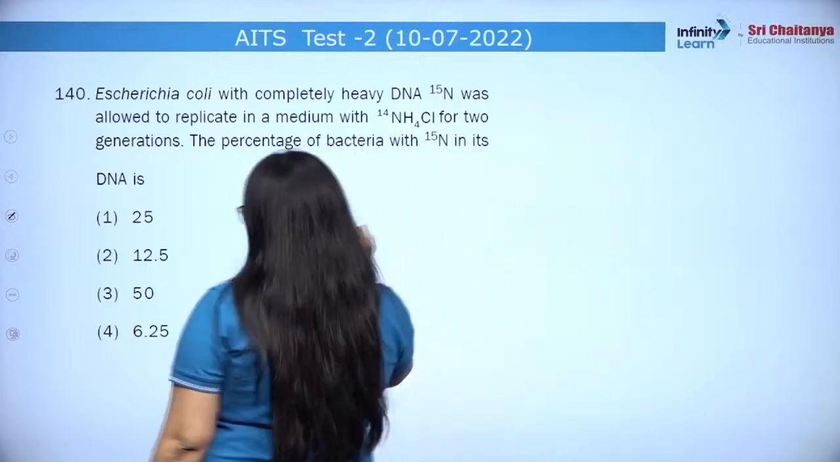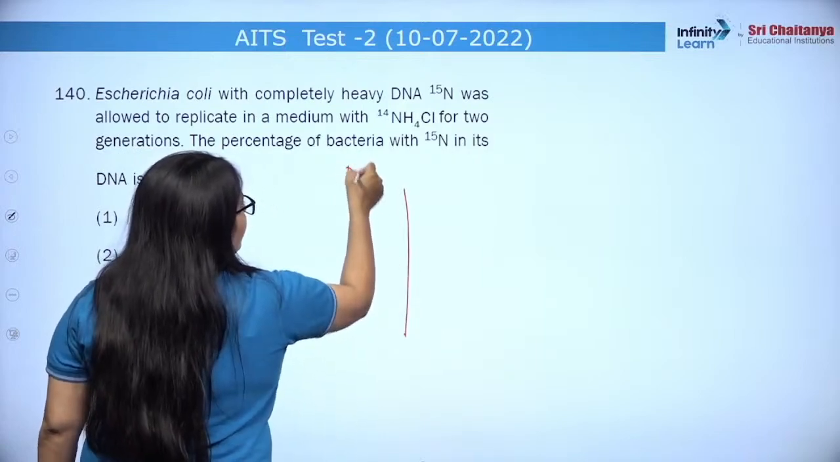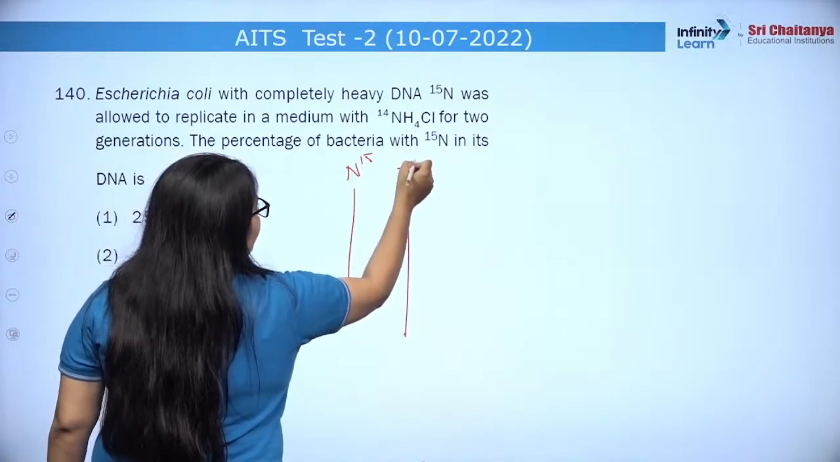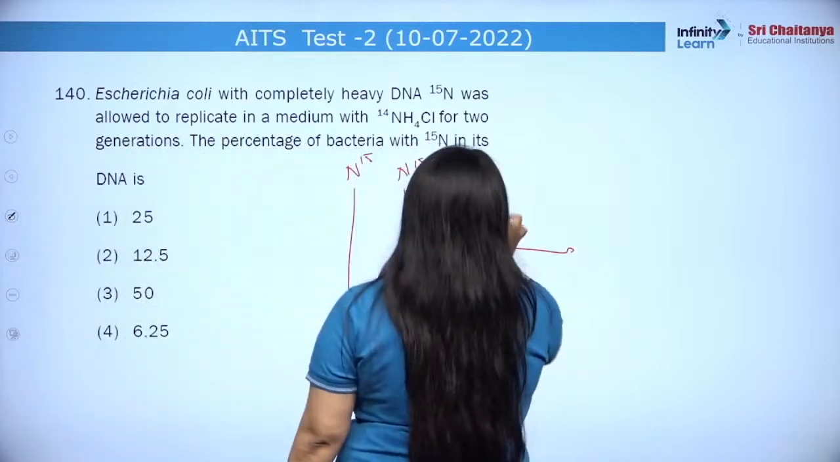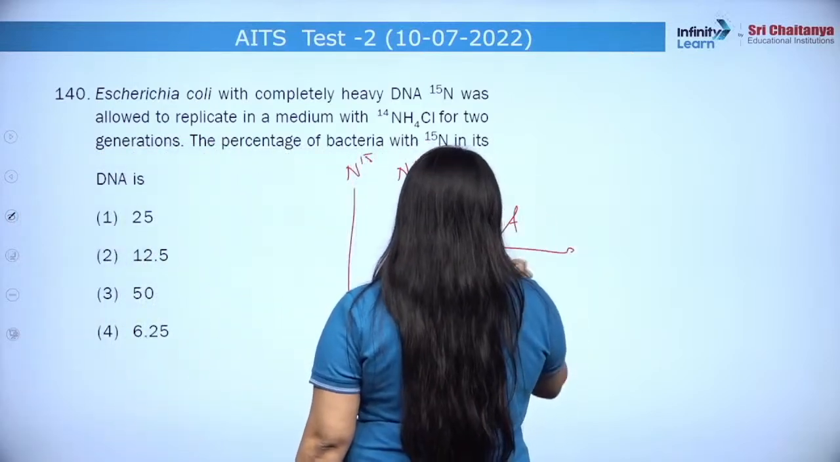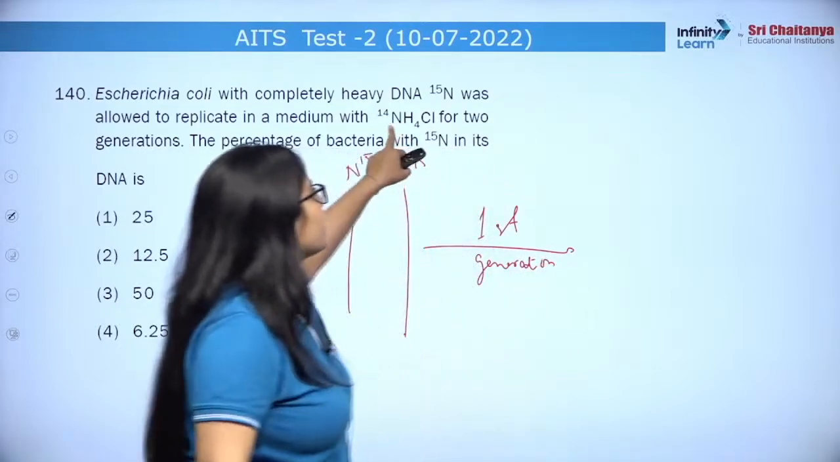So we'll start with this one, my lovely kids. These are the 2 DNA strands, N15, N15. We will start with this. So in the first generation, what will happen? What is the medium? The medium is N14.